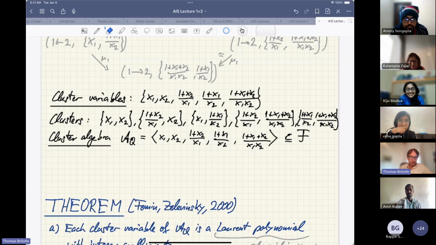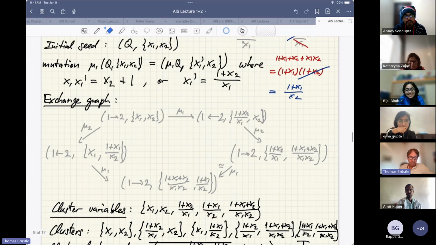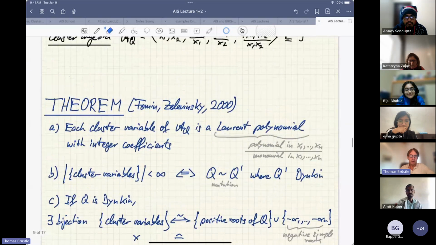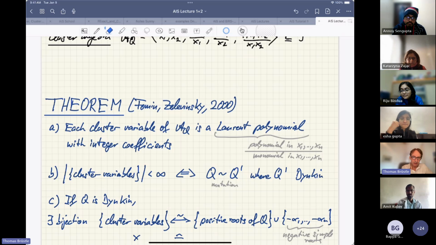Thank you very much. So what can we see from that calculation? Theorem, Fomin-Zelevinsky. Fomin and Zelevinsky already proved, in the general context of cluster variables over quivers or over valued quivers, over skew-symmetrizable matrices, that every cluster variable is a Laurent polynomial. What is this? A Laurent polynomial is a quotient of a polynomial divided by a monomial.